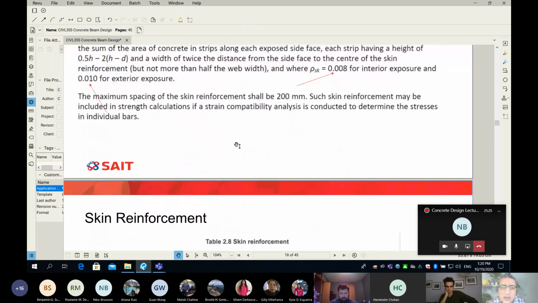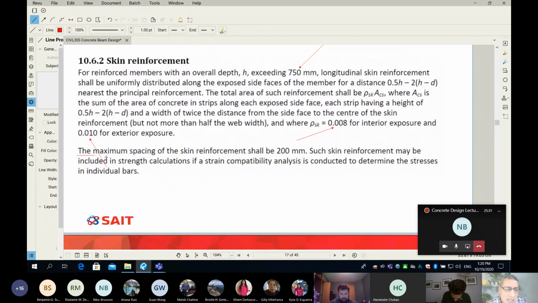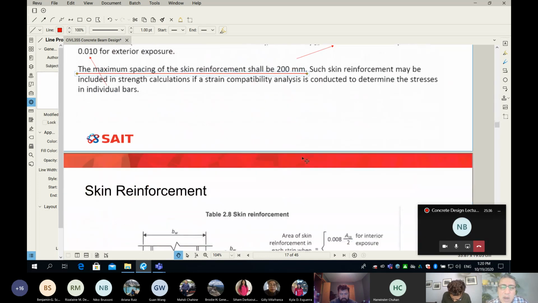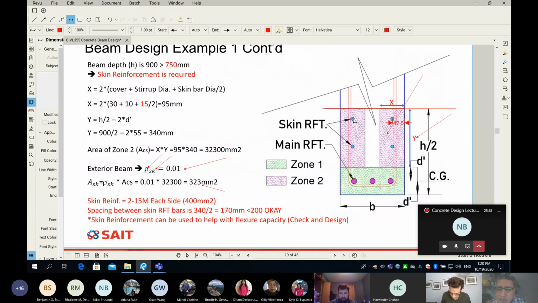Why is that? Because the code also has some constraints. Please read. The maximum spacing between skin reinforcement shall be 200 millimeters. So I need to make sure that when I add 2 15M, the spacing between this point and this point here does not exceed 200 mm. You can see on my slide, I said the spacing between the skin reinforcement is 340 over 2, which is equal to 170 mm.